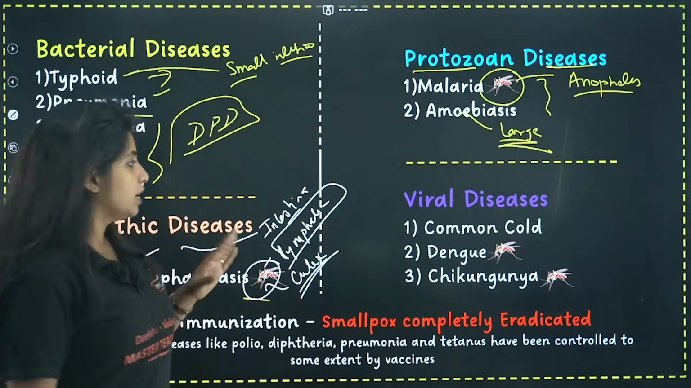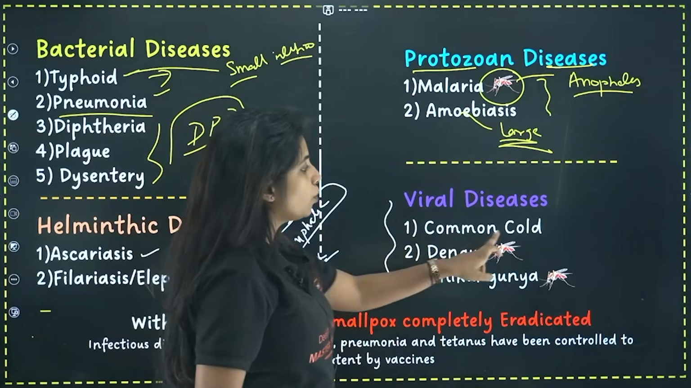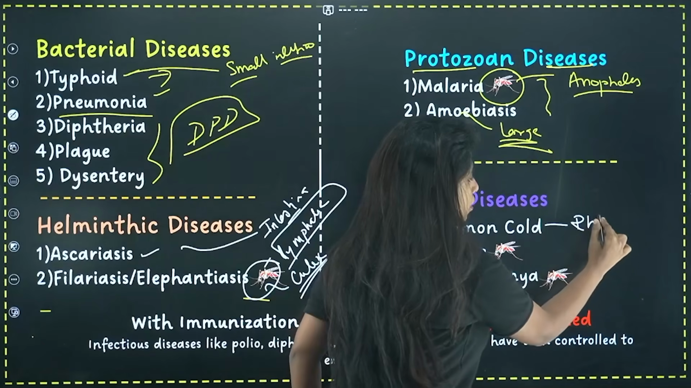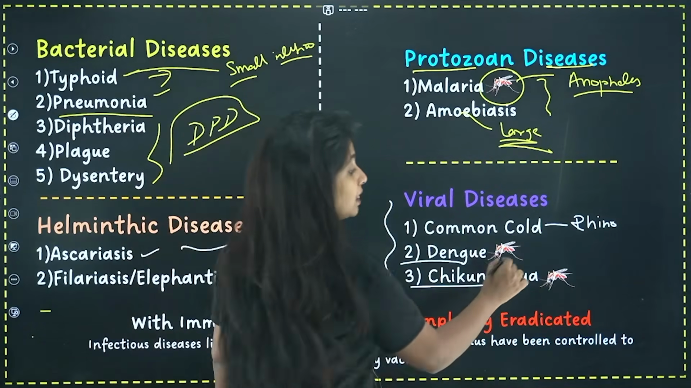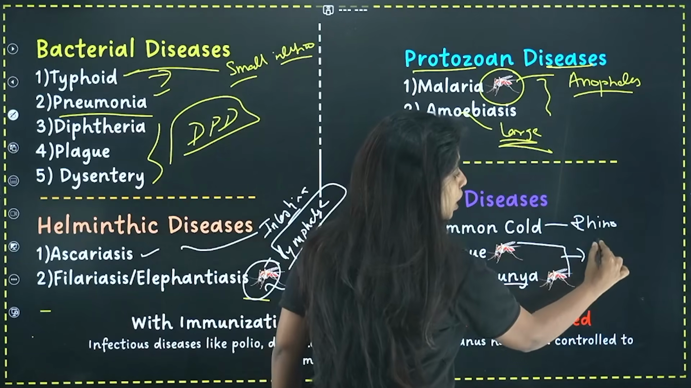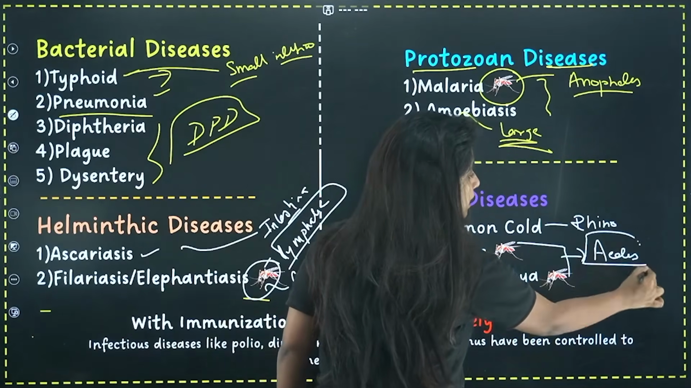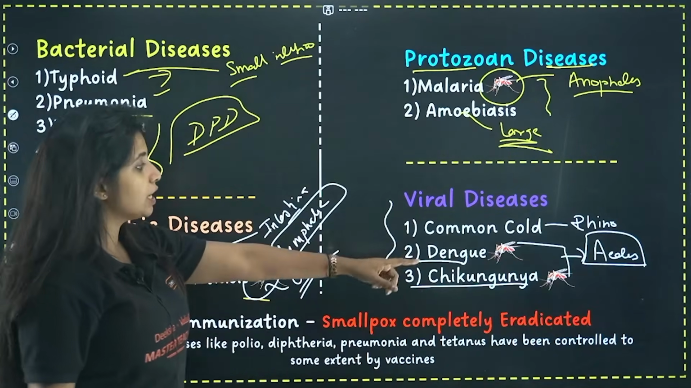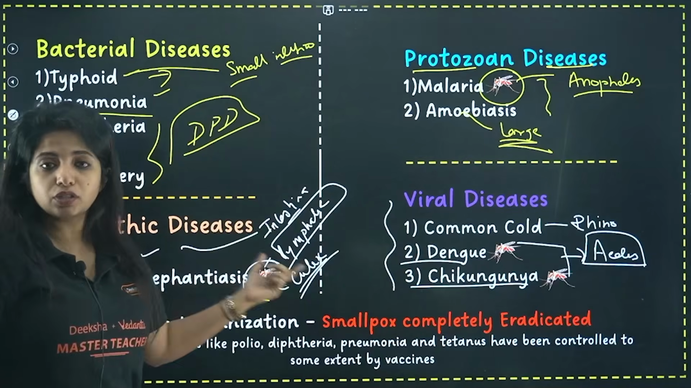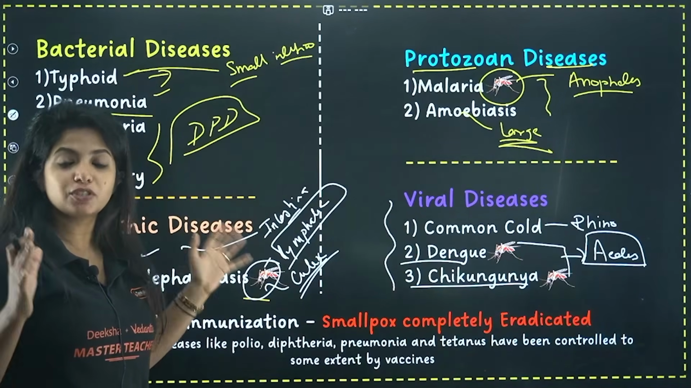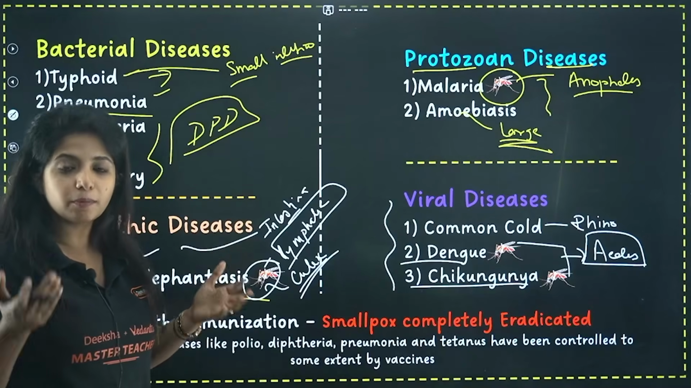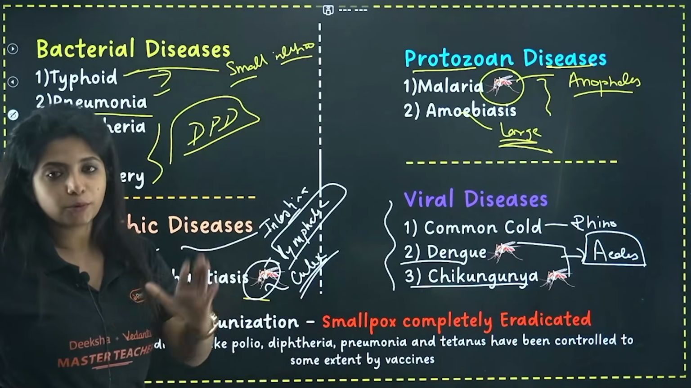Now you have some viral diseases, common cold caused by rhinovirus. Dengue and chikungunya are also viral diseases, and they are being carried by vectors which are known as Aedes mosquito. So Anopheles for malaria, Aedes for dengue and chikungunya, and Culex for this particular thing. Need to understand, all of them are females. Only the female mosquitoes drink blood. They feed on blood because they are someone who are involved in reproduction.